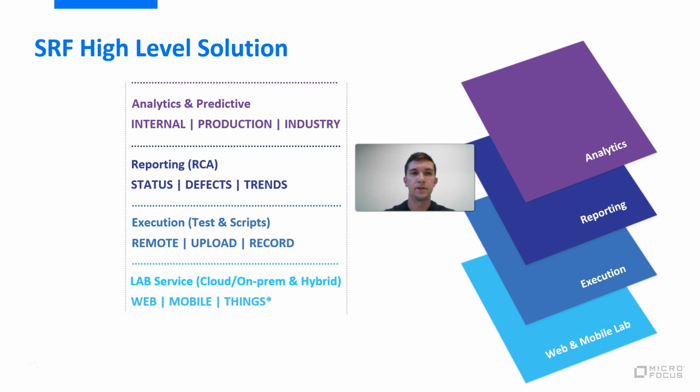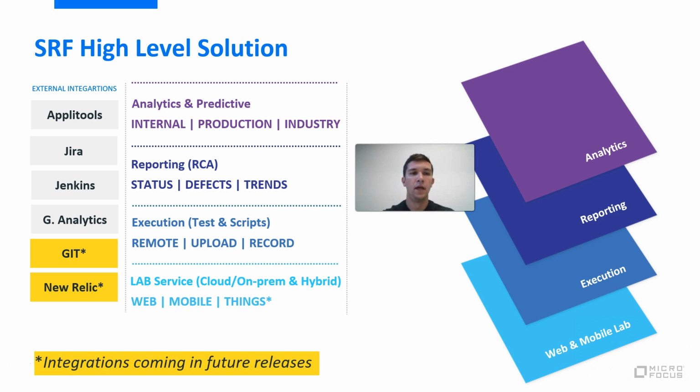Some of the external integrations included with StormRunner Functional: the ones in gray are the ones available to date, and the ones in yellow show where we're headed in the future. So we've got integrations with Applitools. If you're not familiar with them, definitely go check them out. They've got automated visual testing, which is going to change your entire game for how you're doing manual testing and verifying the visual appearance of your application, as opposed to just making sure that it works. Integrations with Jira as well, and Jenkins, so that we can kick off these tests within Jenkins. And then we've already talked about the Google Analytics portion.